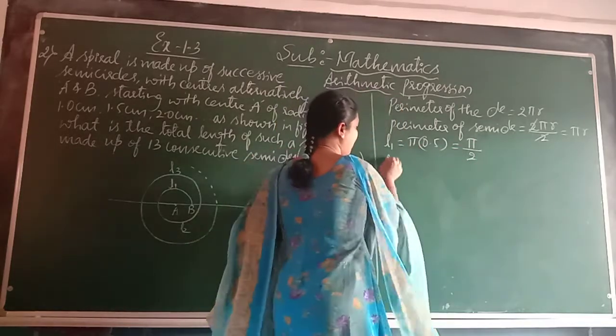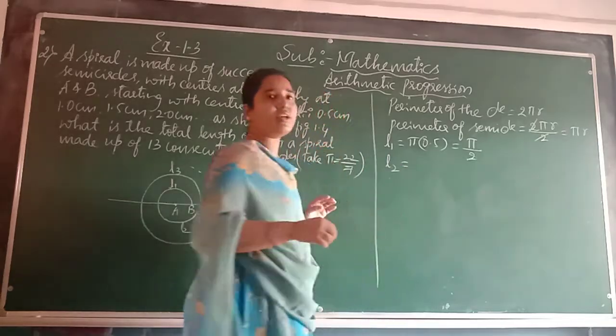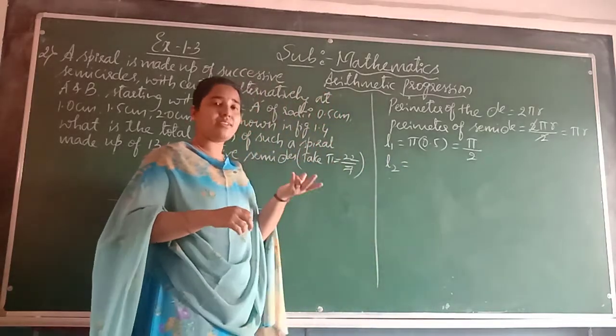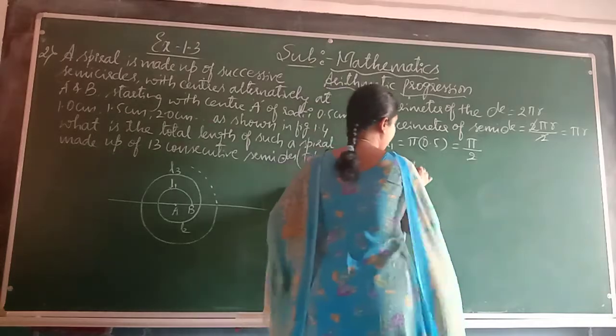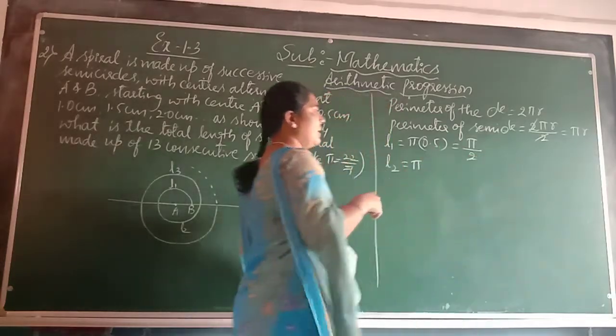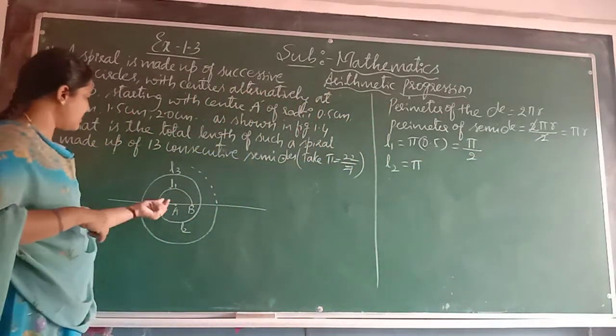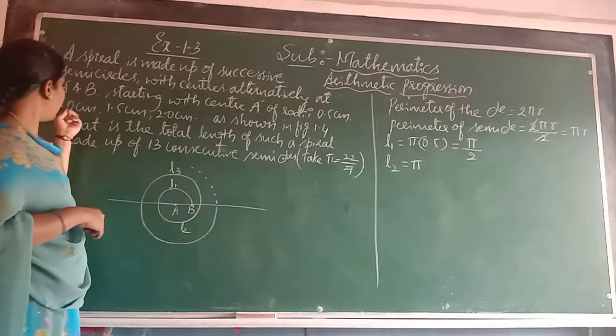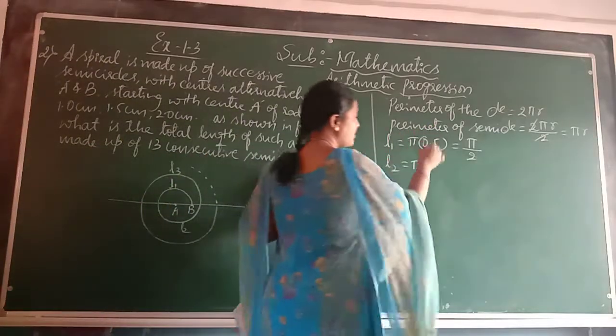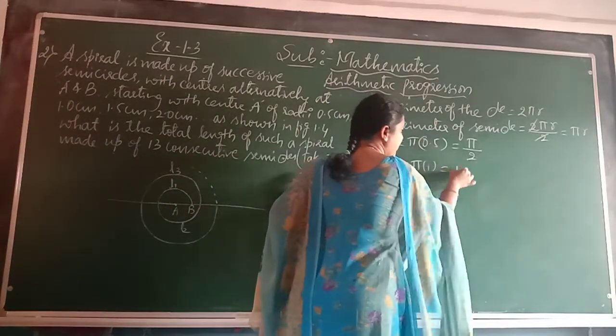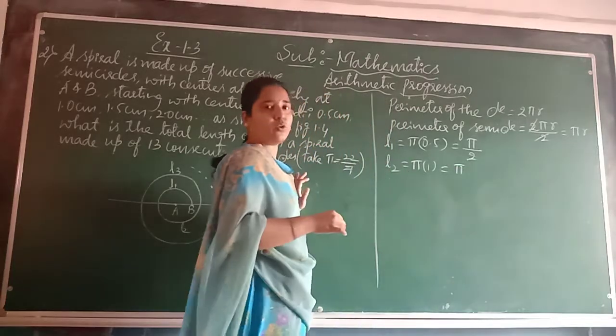Like this only, we have to find the length of the second semicircle. That is pi into the radius of the second semicircle, which will be 1, they gave. In place of r, substitute 1. We will get pi only.